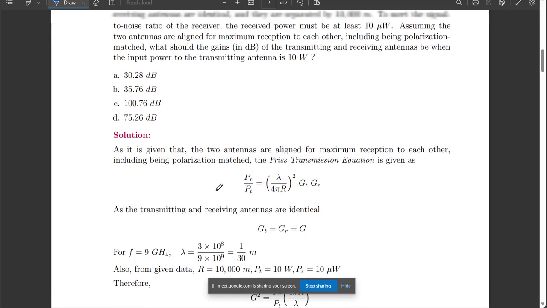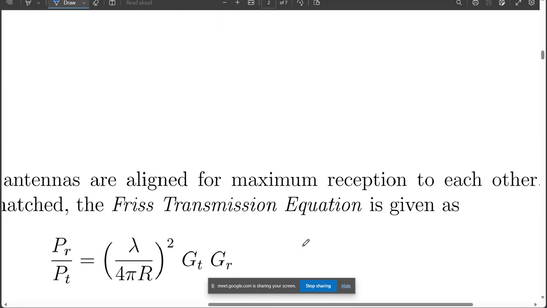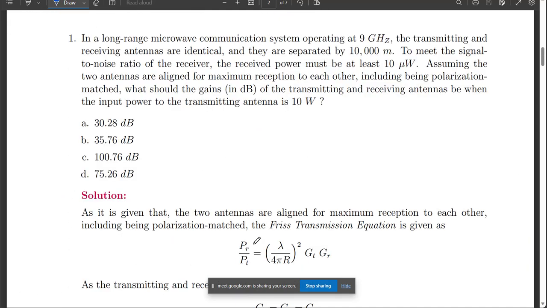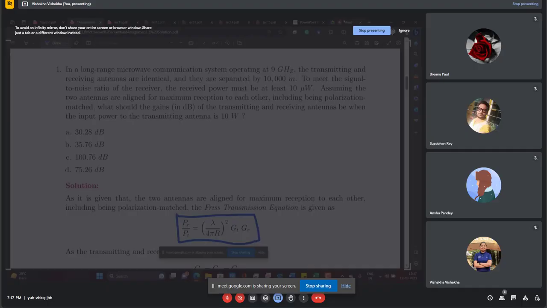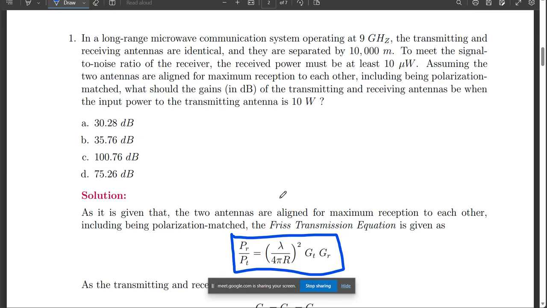I'm going to show you the transmission equation. The one that I have just highlighted in the box is Friis transmission equation. Okay, this is Friis transmission equation. Use this equation to find out the GT and GR.